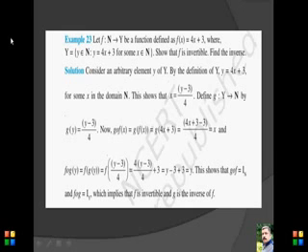This shows that g of f is equal to I_N and f of g is equal to I_Y, which implies that f is invertible and g is the inverse of f. So this is a simple proof.